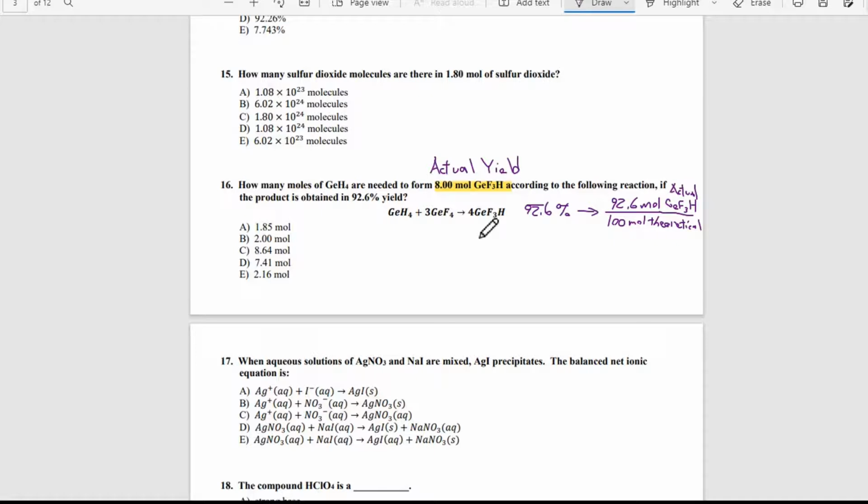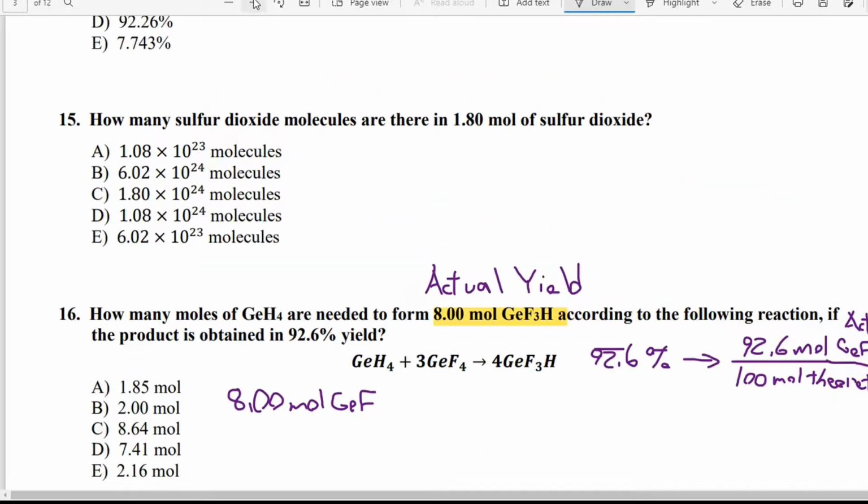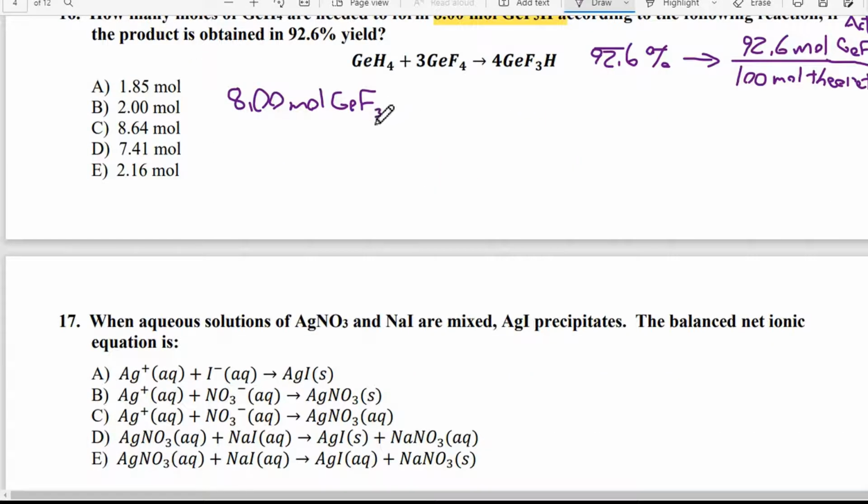So then what I would do is start with my 8 moles of GeF3H, that is my actual yield that I'm going to try and get. So 8 moles of my actual GeF3H. And actually, I'm going to zoom into this. I probably should have done that from the beginning, so my apologies. Better late than never, though.